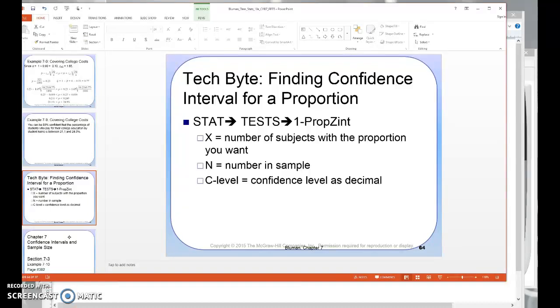It is found under Stats. Then you go to Tests, and you're looking for 1-PropZInt. Basically, that's standing for proportion Z interval. Okay? They're going to want to know your number of subjects with that proportion you want, the number in your sample, and then your confidence level as a decimal.